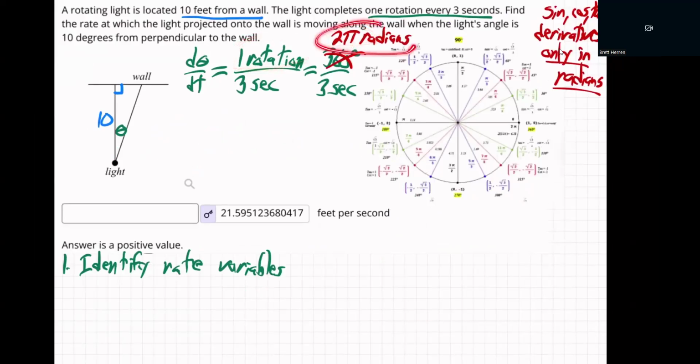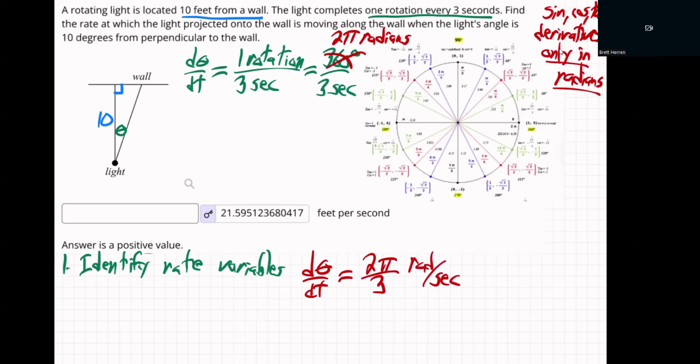And it goes through 2 pi radians all the way around every 3 seconds. That's d theta dt. That's how fast the angle changes. That's the change in theta. D stands for difference when we do derivatives. Difference in theta over the difference in time. The angle changes by 2 pi radians or 360 degrees, same thing, every 3 seconds. So I'm identifying the rate variables. So there's the first one, d theta dt is 2 pi over 3 radians per second.